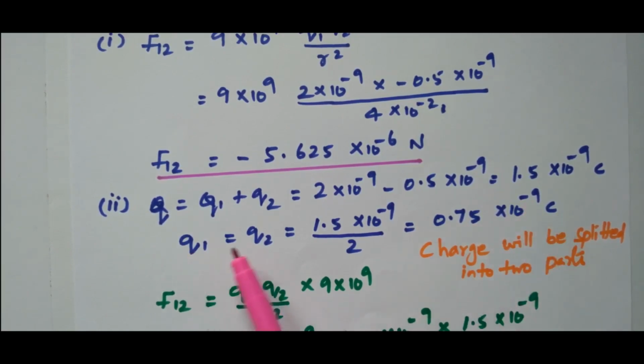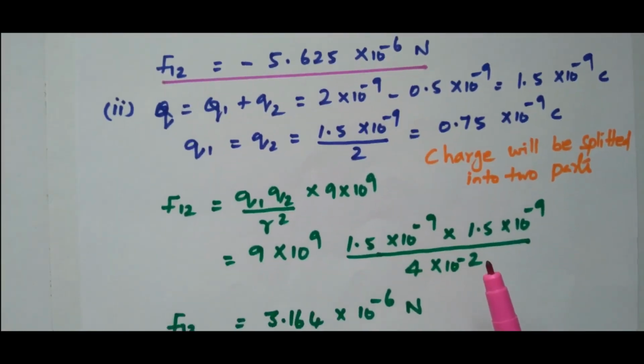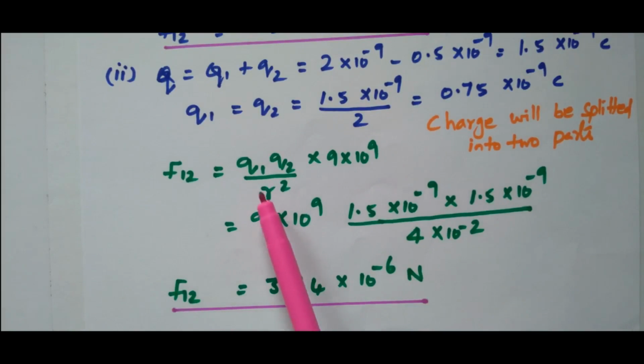Now both Q1 and Q2 are the same value. So by using this value we can find the force again. Right? The same formula, 9 into 10 to the power 9, this is Q1 and Q2, both are equal, divided by the distance squared. So what we got? 3.164 into 10 to the power minus 6 Newton. Right?